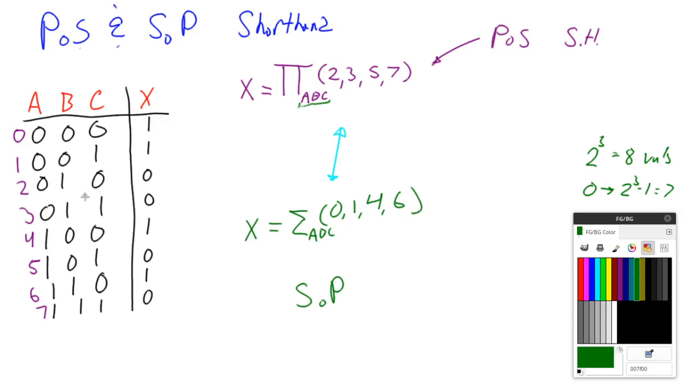So of course we could go from the truth table, but if you've got many more values, this might be a quicker way to approach that problem. So this is sum of products shorthand.